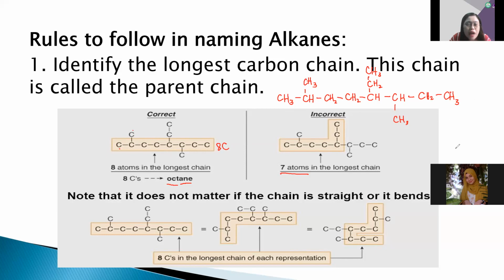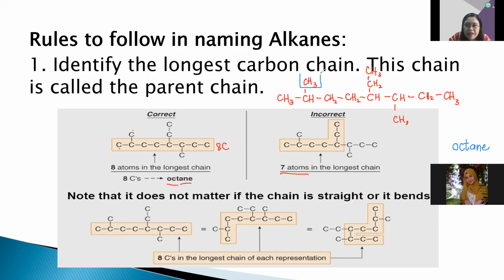So yun yung uunahin mo name. Yan yung isusulat mo una, yung parent chain niya. Again, our parent chain is called oct kasi 8 carbon. And since single bond yan lahat, mag-e-end siya sa ane. So this is octane. Now, ano ang hindi nasali sa naming?